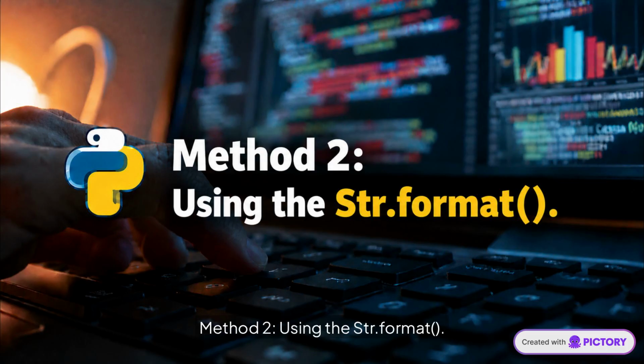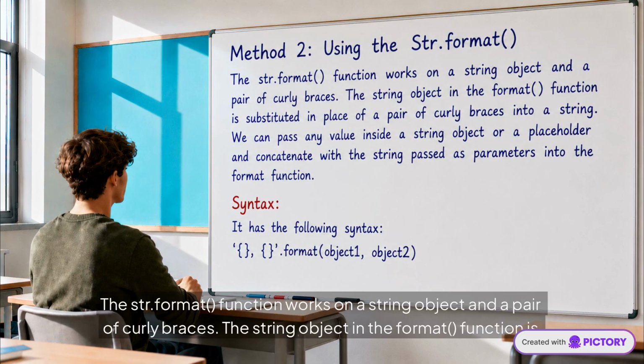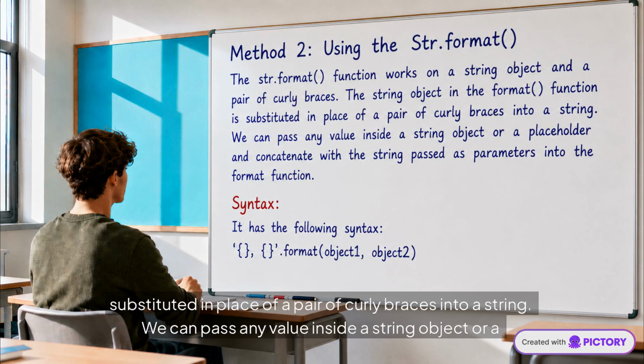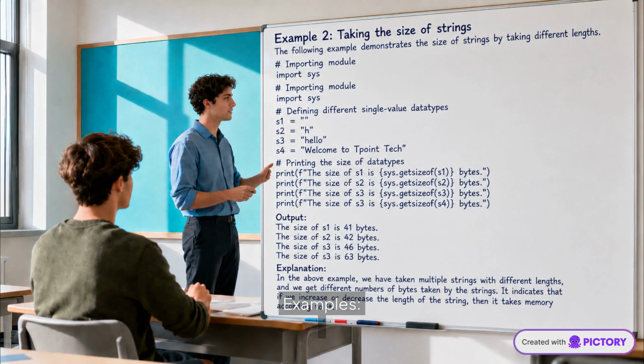Method 2. Using the str.format(). The str.format() function works on a string object and a pair of curly braces. The object in the format function is substituted in place of a pair of curly braces in a string. We can pass any value inside a string object or a placeholder and concatenate it with the string passed as parameters into the format function. Syntax. It has the following syntax: format(object1, object2).